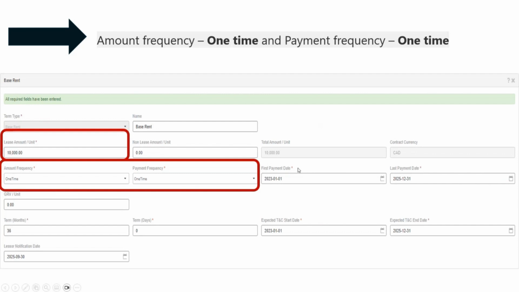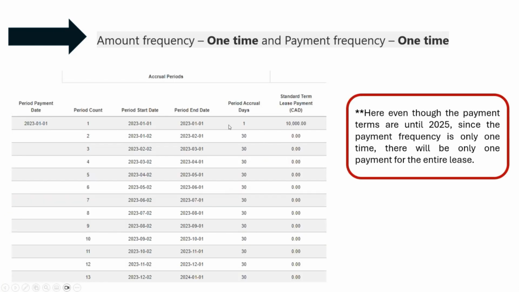Now we have another one. If the amount frequency is one time and the payment frequency is also one time, here we have $10,000 and the payment period is from January 2023 to 31 December 2025. But since the payment frequency is one time, that means for the entire lease we are making only one payment. So if you check here, we have a lease from 2023 to 2025 and we have only one payment.